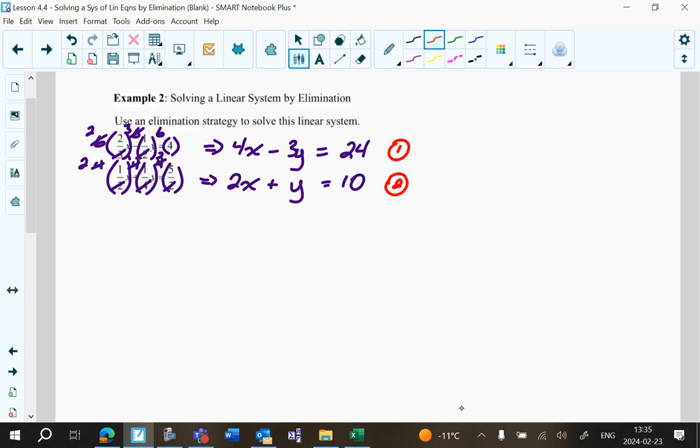So we can't just add or subtract them right now. We've got to do some multiplying to one or the other, or both. What do you think you could do? For me, I always look at getting rid of the x. Celeste? Yeah. So take equation 1 and subtract 2 times equation 2. That will eliminate x.